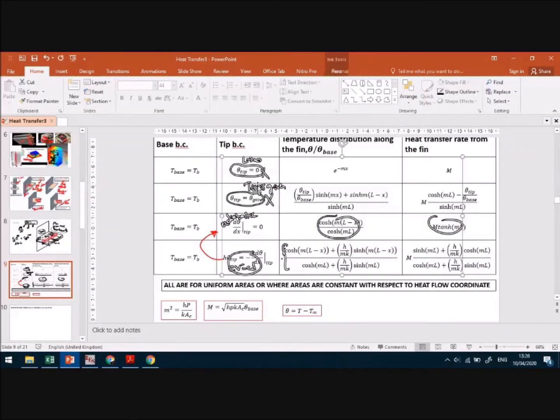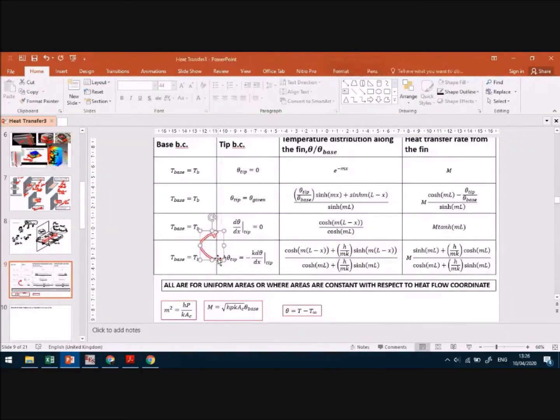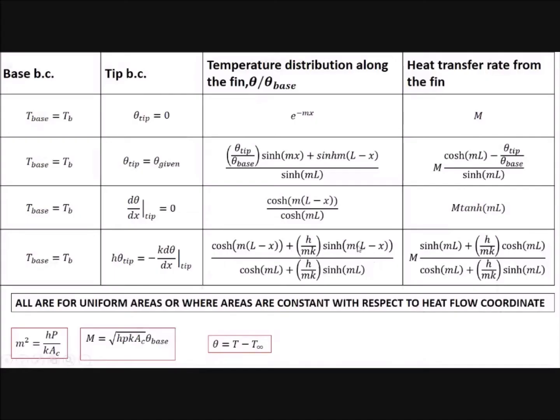These are the 4 boundary conditions at the tip, the famous ones. The first one is that theta, where theta means T minus T infinity, theta tip is 0. When theta tip is 0, it means that T at the tip is T infinity.